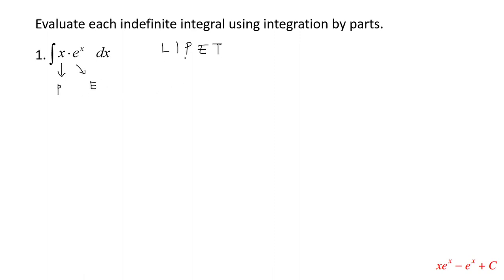So based on LIPET, P comes first. Then E. So we let u be the polynomial. Therefore we let u equal to x. After you choose u equal to x, the remaining becomes dv.